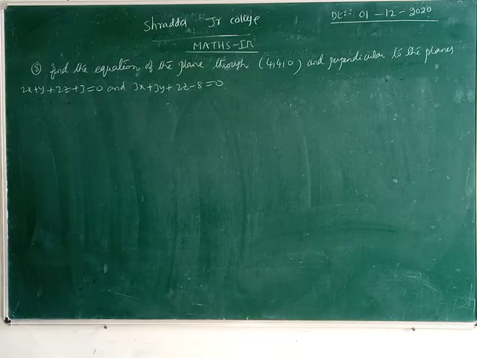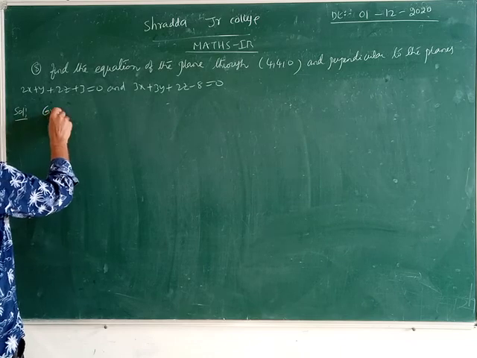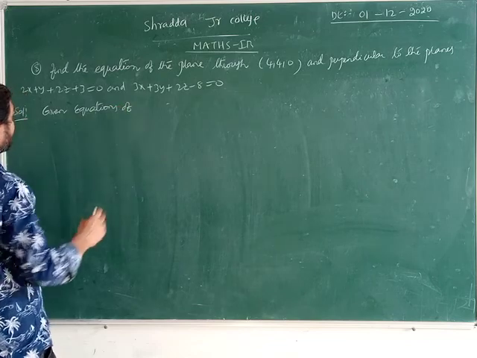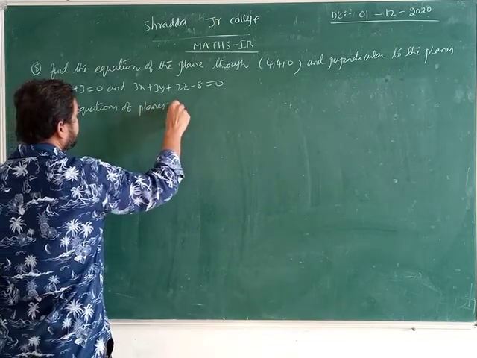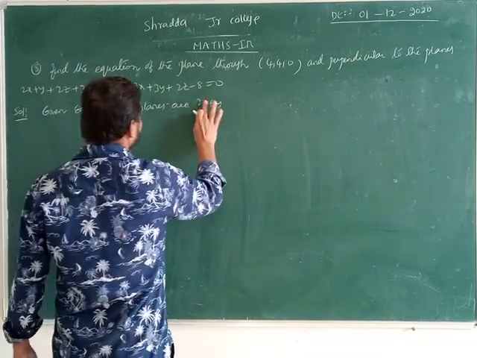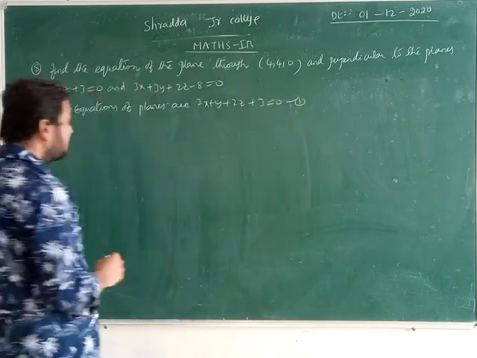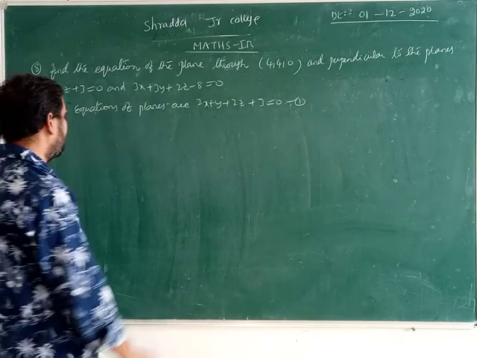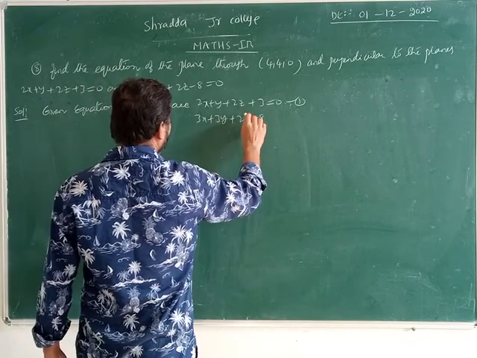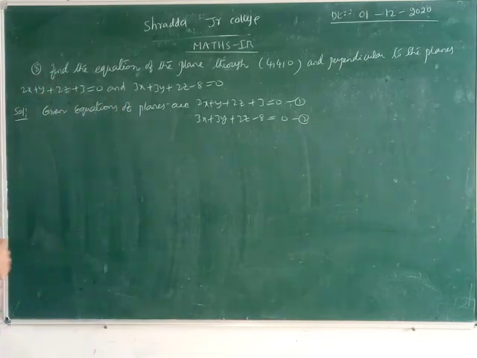Now see here, the given equations of planes are 2x plus y plus 2z plus 3 equals 0. Take this as equation number 1. Next one, 3x plus 3y plus 2z minus 8 equals 0. Take this as equation number 2.